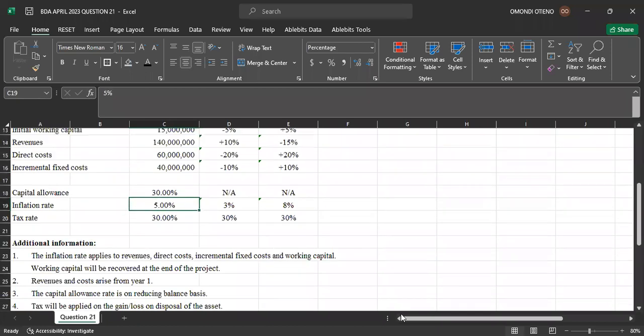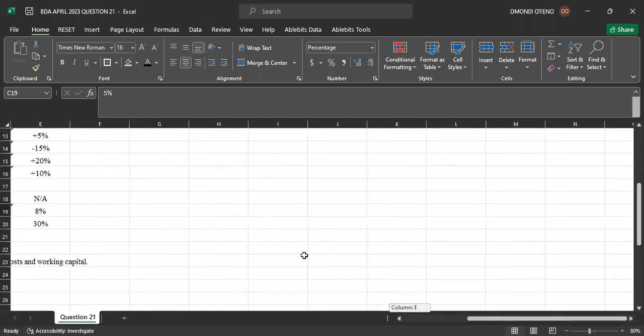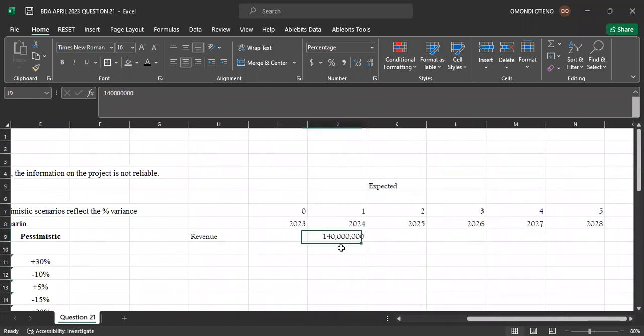That is 5%. So the revenue in 2024 is 140 million. We are going to increase it by 5% in 2025. So what will be our revenue in 2025? What will be our revenue amount in 2025?